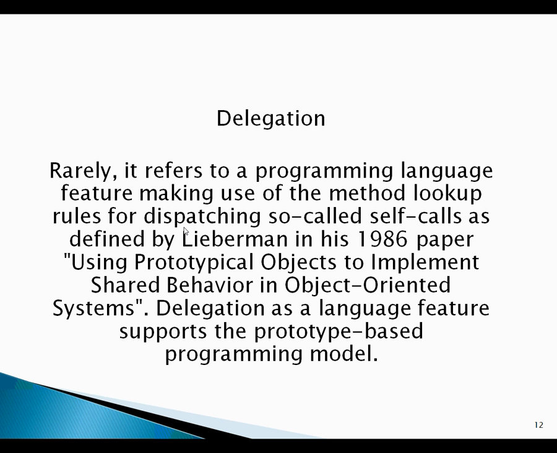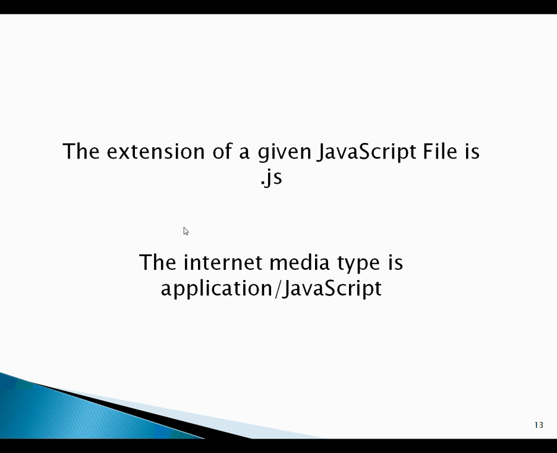Broadly, it refers to a programming language feature making use of the method lookup rules for dispatching so-called self calls, as defined by Lieberman in his 1986 paper using prototypal objects to implement shared behavior in object-oriented systems. Delegation is a language feature that supports the prototype-based programming model. The extension of a given JavaScript file is .js. The internet media type is application/javascript.